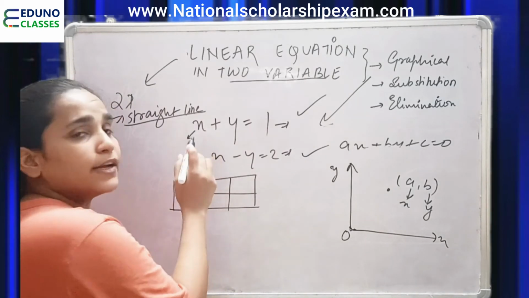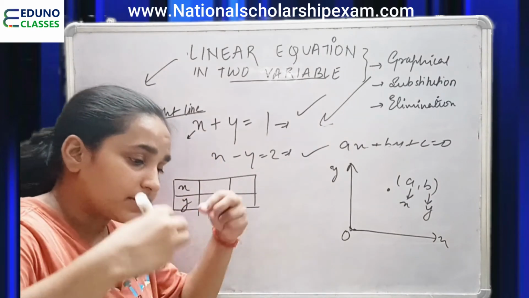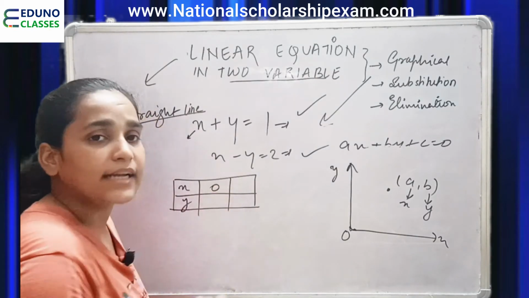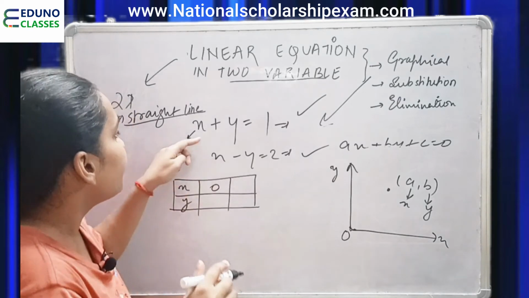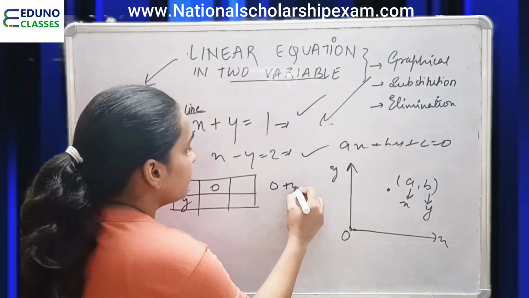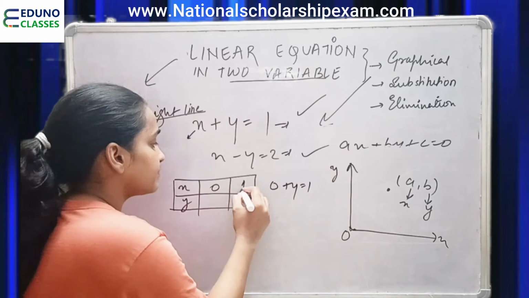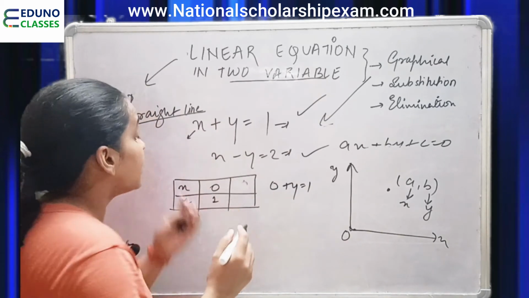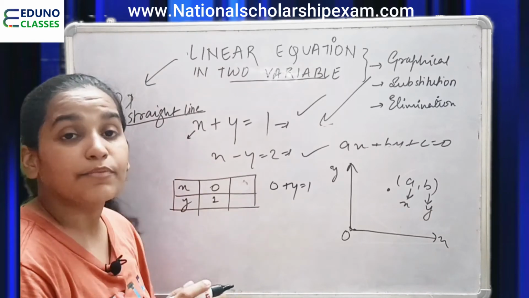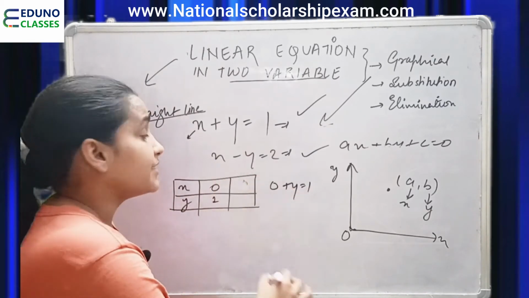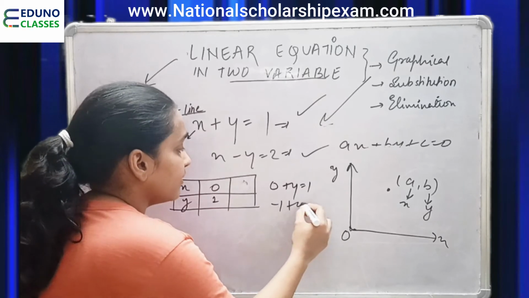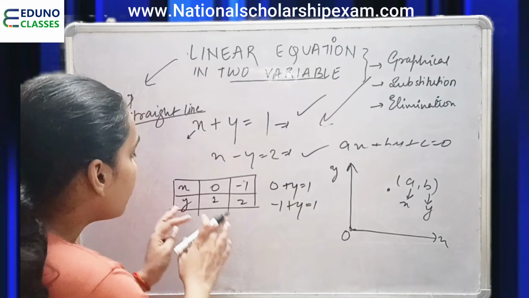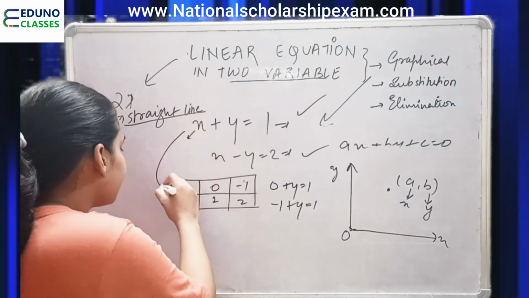Let us take any value of x here. For the simplest value, we will take it as 0, so that our solving becomes simplest. If x is 0, then y will be 1. Now I have to take another point. Suppose x is minus 1, then y will become 2. Now we have got these 2 points for this line.